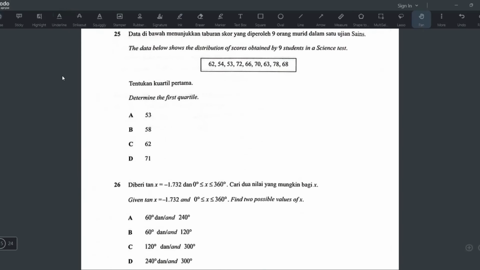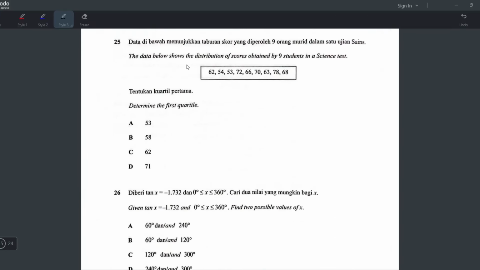Okay, sudah siap. 25. The data below shows the distribution of scores obtained by 9 students in a science test. Okay, this is an ungrouped data, and dia punya N is 9. 1, 2, 3, 4, 5, 6, 7, 8, 9. Okay, determine the first quartile. Means cari Q1 lah. Okay, before finding Q1, you have to find out the Q2 first.